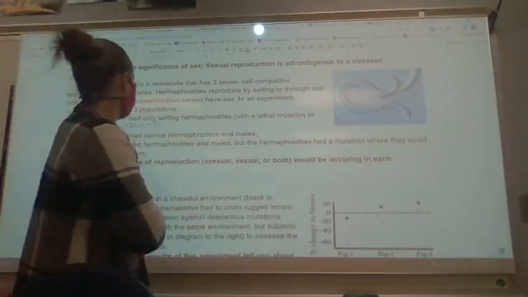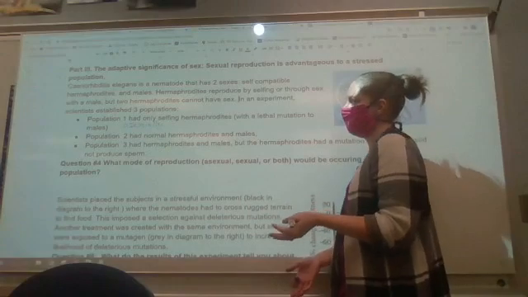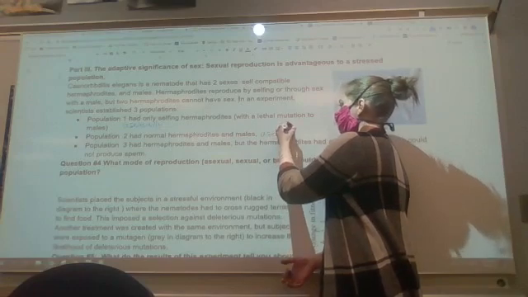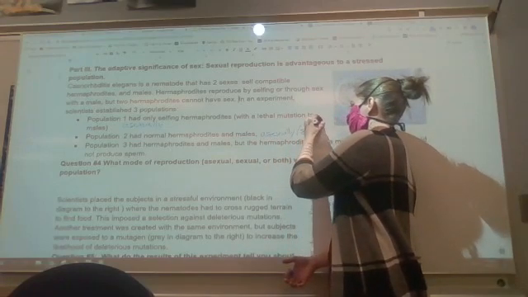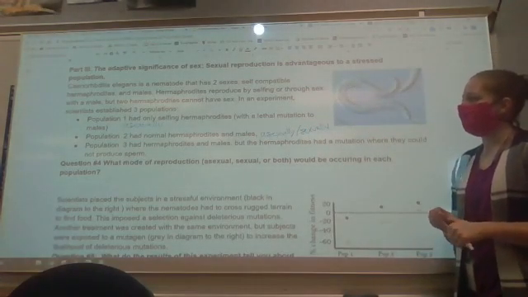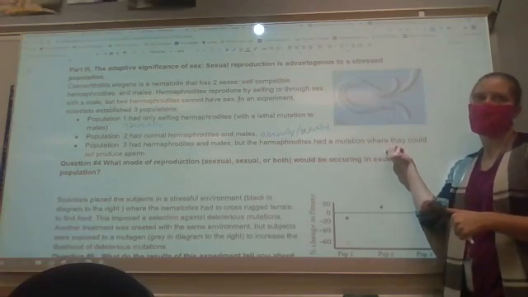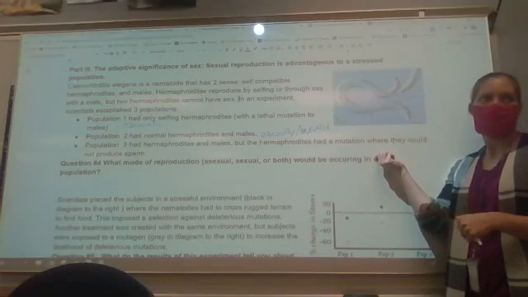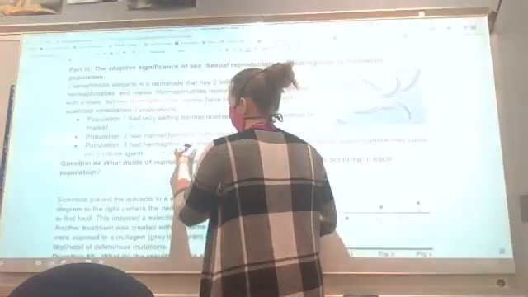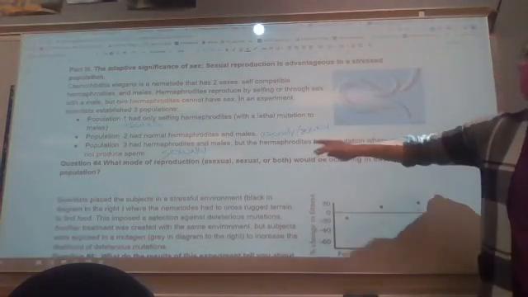Population 2 has normal hermaphrodites and males, so in that case, they're going to be able to produce both asexually and sexually. So they have both options available. And then population 3 has both hermaphrodites and males, but there's a mutation in the hermaphrodites, so they couldn't produce sperm. So basically saying the hermaphrodites can't do what? They can't reproduce by themselves. So this population is only producing sexually. Okay, so 3 different populations, 1 only reproducing asexually, 1 doing both, and 1 only producing sexually.